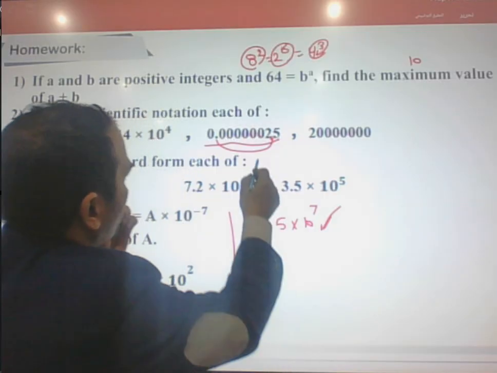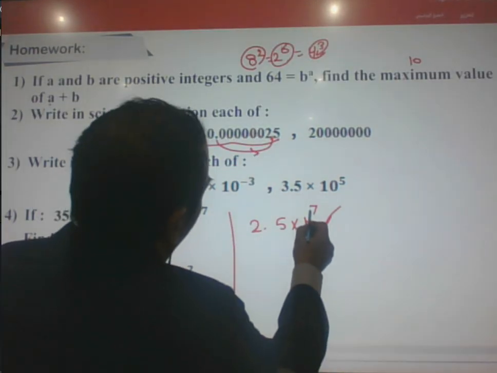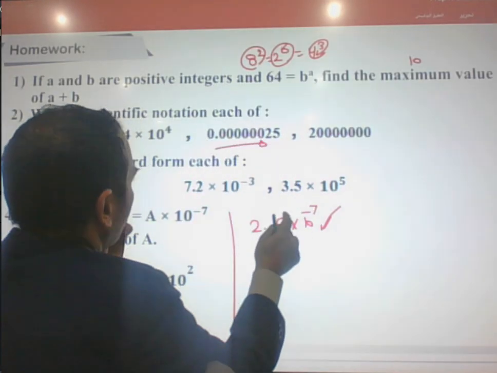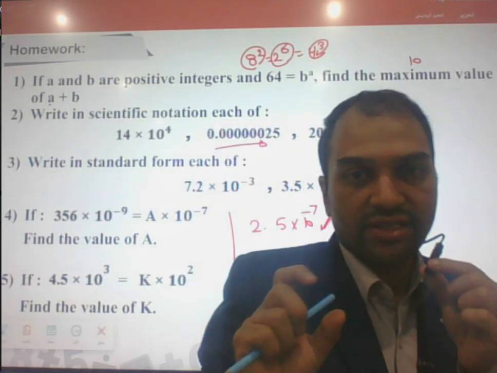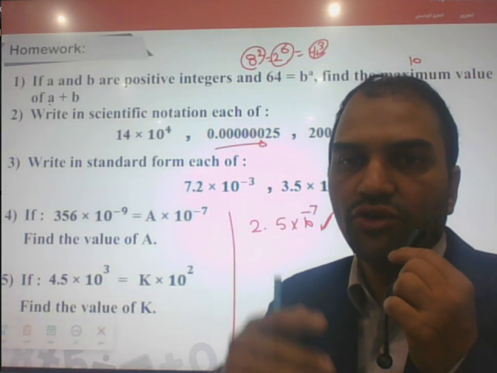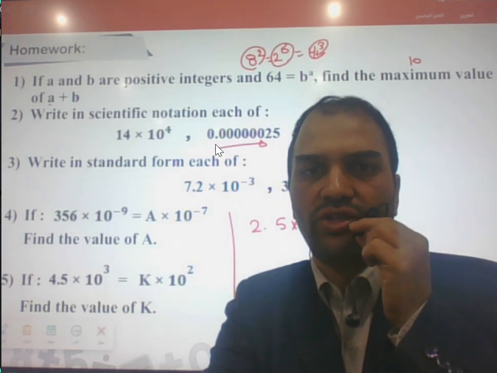Because we move the point right-hand side by one place, and then put the negative here. If you move the point right-hand side, you must put the negative sign. Listen to me, my students. If you want to convert to scientific notation and we don't have the point, you must put the point. But in this example, we have the point. Look at here, the point between 0 and 0.